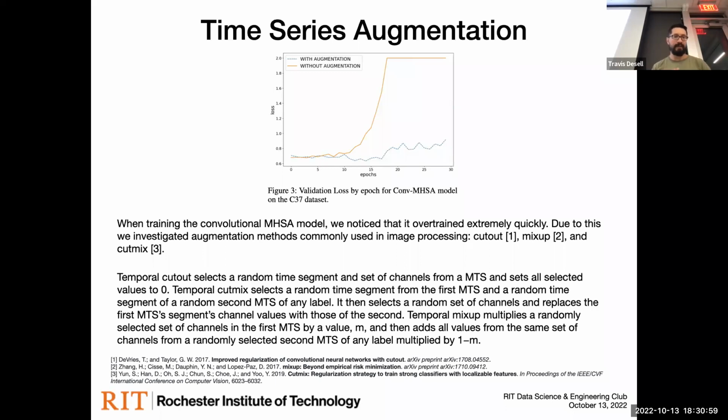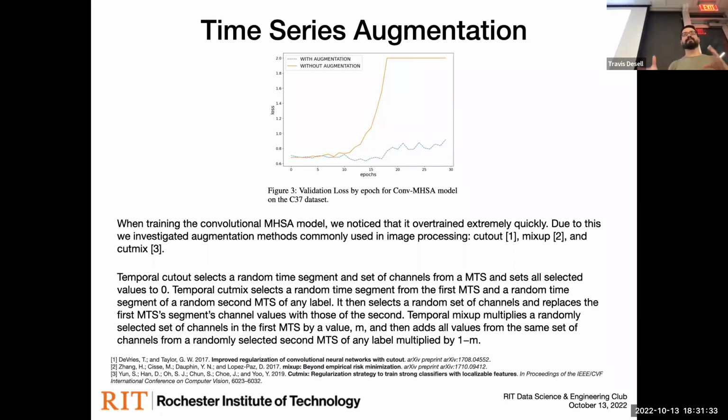We tried mix-up, which over here takes a random set of channels from one of our time series data sets and replaces them with another set of channels from another time series. So we're mixing data between two samples to make them look more similar. And then cut mix, which takes two clumps of data from two time series and averages them or scales them together, combines them together too.